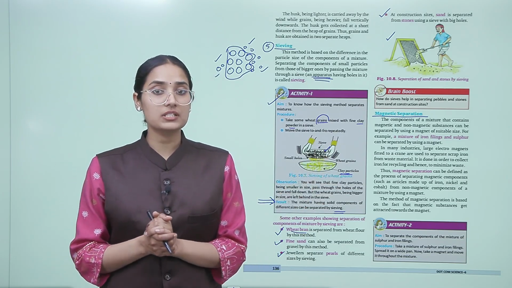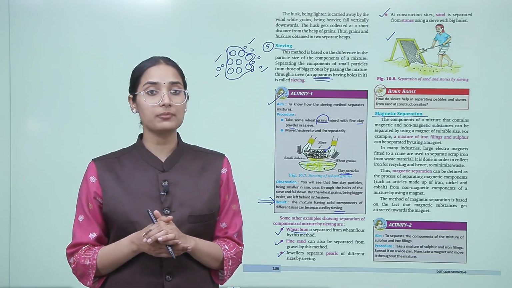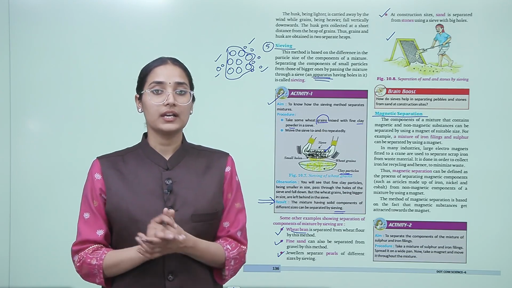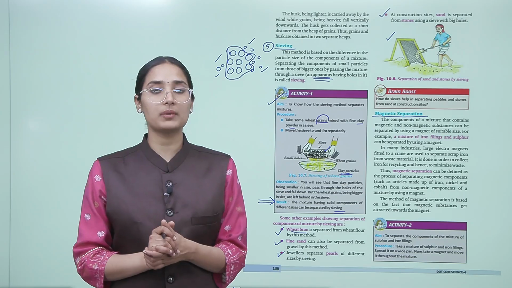Now in many industries, large electromagnets fitted to a crane are used to separate scrap iron from waste material. It is done in order to collect iron for recycling and hence to minimize waste.